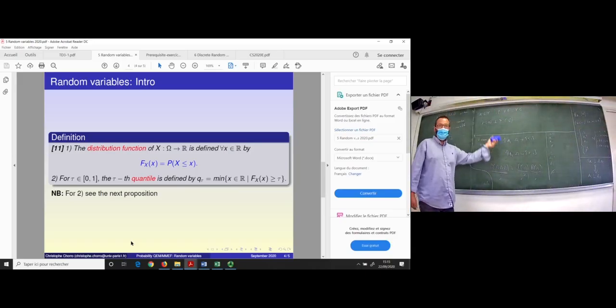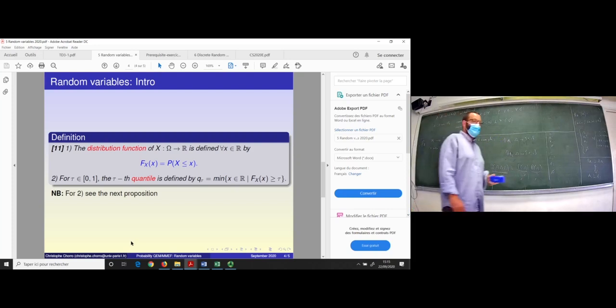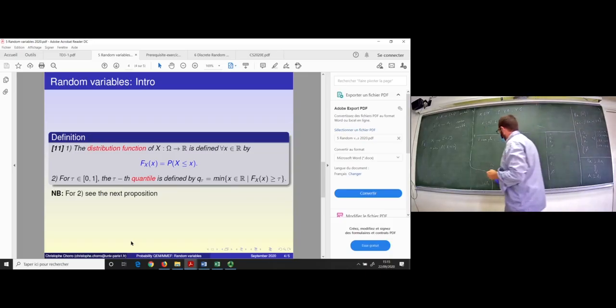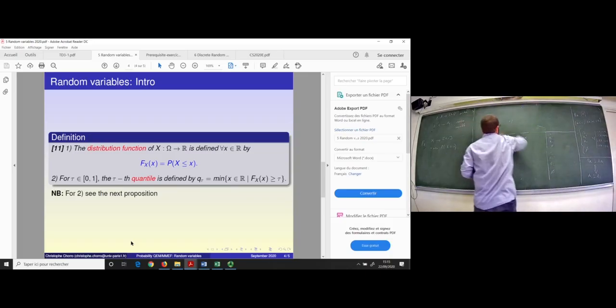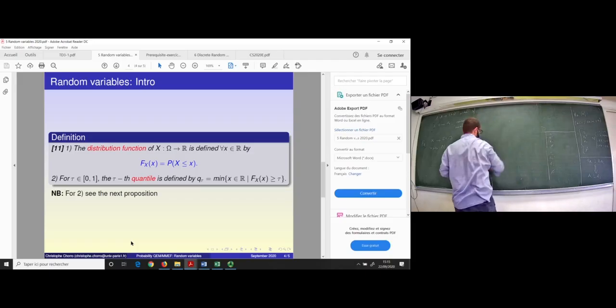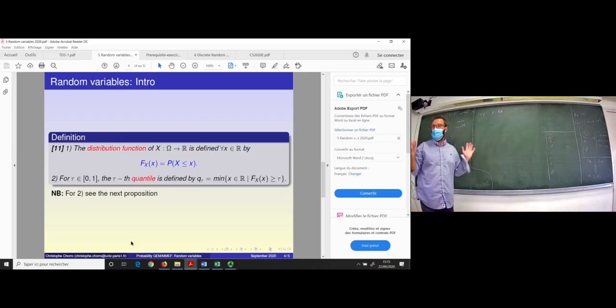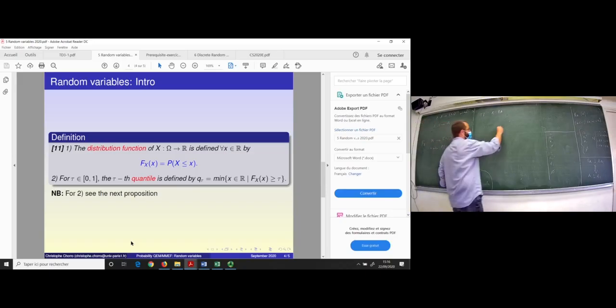I have on the board a particular random variable that is the indicator function. So let's see what this mapping is in the case where X is equal to an indicator function. What happens in my definition if I take for capital X the indicator function of a set A? I have said that it is a random variable, and I want to represent graphically this one.